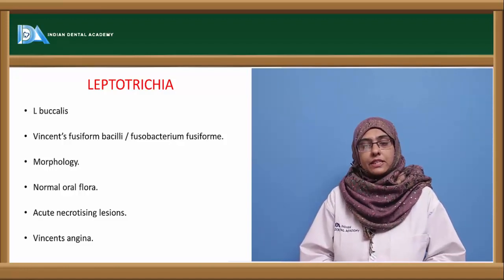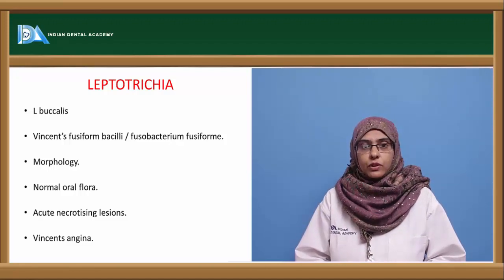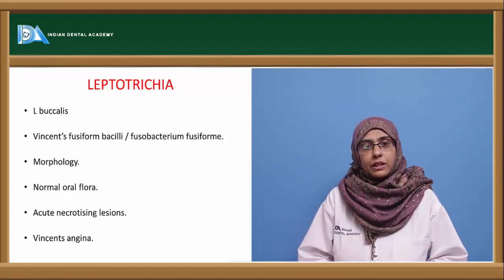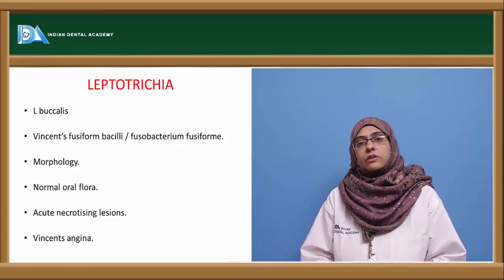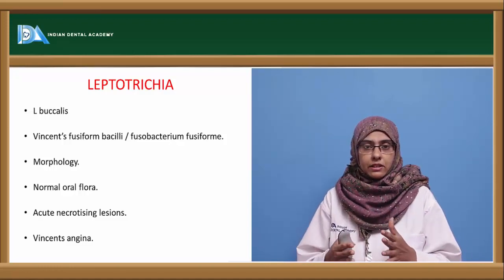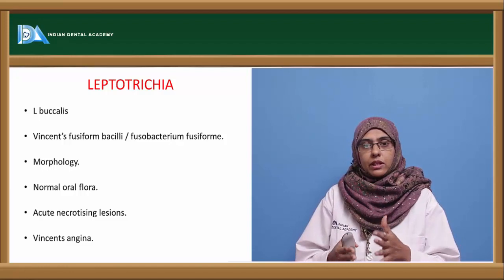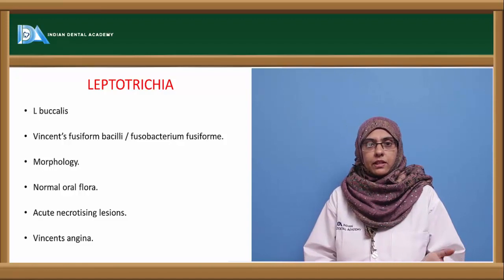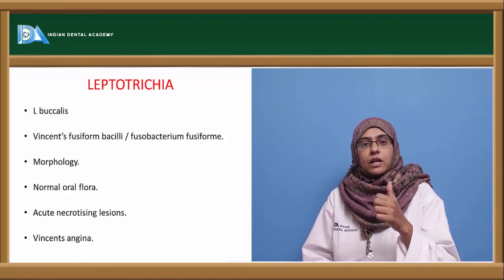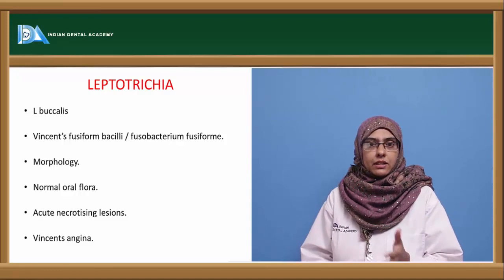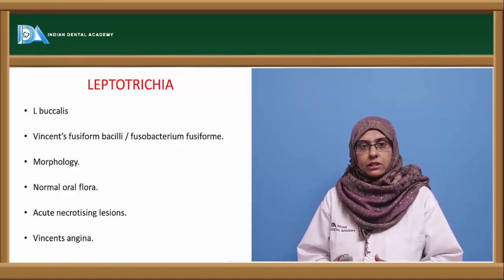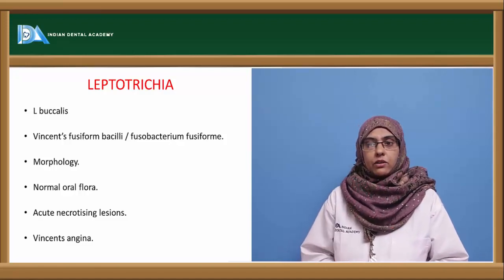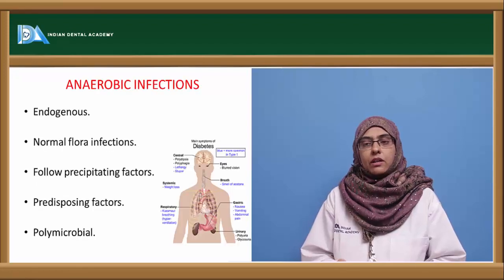It is also called Vincent's fusiform bacilli or fusiform Fusobacterium. This organism has the ability to produce clinical symptoms similar to those of diphtheria, hence it is important for us to distinguish this organism from diphtheria for treatment, because this also forms the same type of greyish pseudomembrane during infection. So this organism causes Vincent's angina. Apart from that, there is an acute necrotizing lesion associated with this organism.